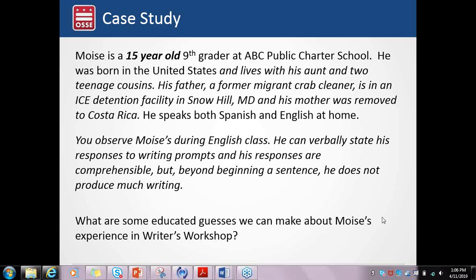That's another interesting perspective that we don't know if the aunt he lives with communicates in English, but we may be generalizing here, but perhaps she's also working and is not a language model for him. His two teenage cousins perhaps are not a language model for him. Maybe there's not a lot of printed material in the home to stimulate what good writing looks like. Those are all good educated guesses.